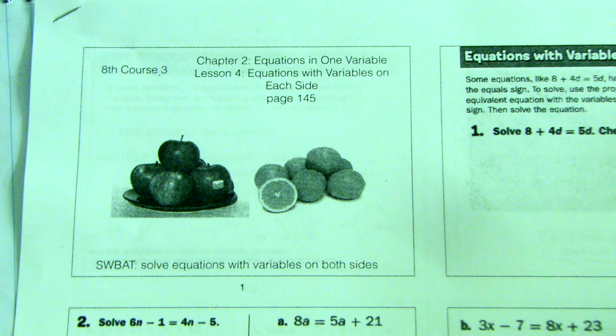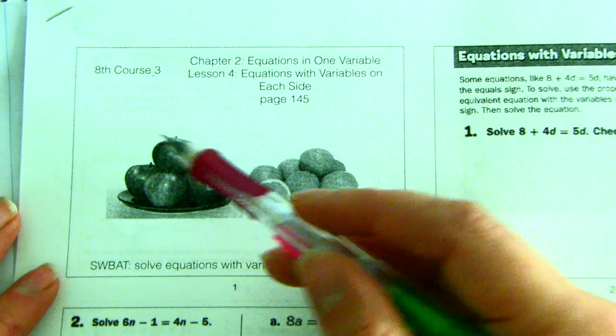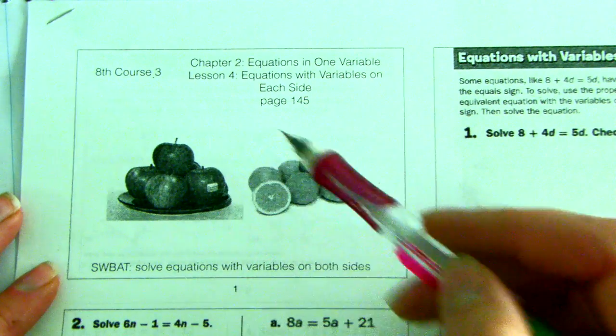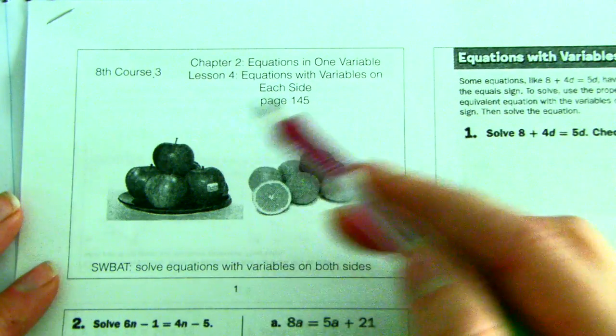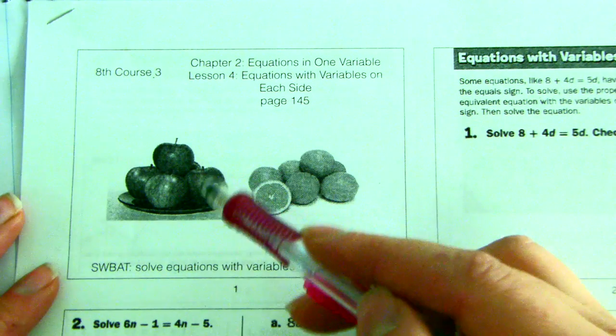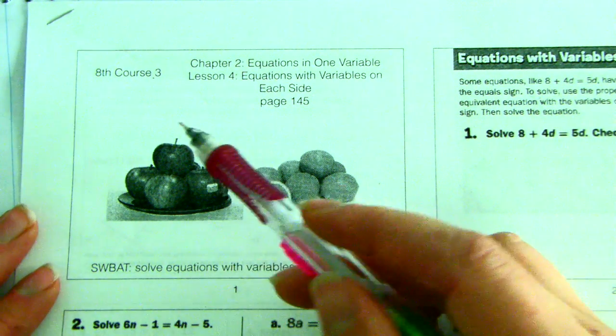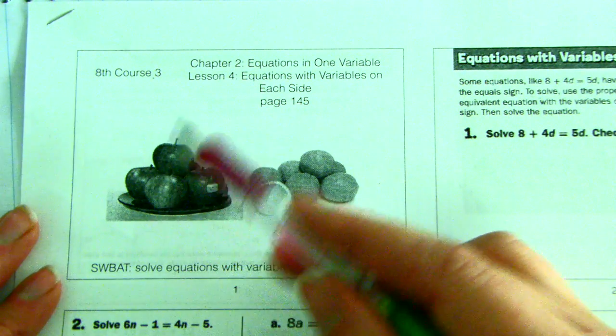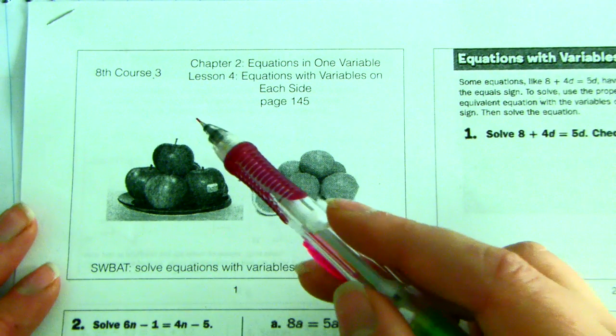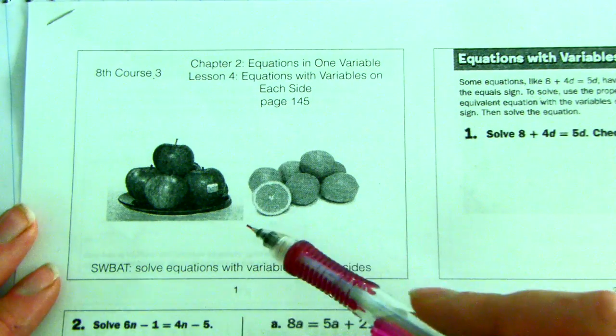Okay, so today we're going to talk about equations with variables on each side. If you were in class today, we would talk about what these are and what these are. Apples and oranges are similar because they're both fruits, but if you found an orange in a basket of apples, you would know that they were not the same. So we need to separate our apples and our oranges, and today we're going to separate our variables and our constants. So, similar things like that.